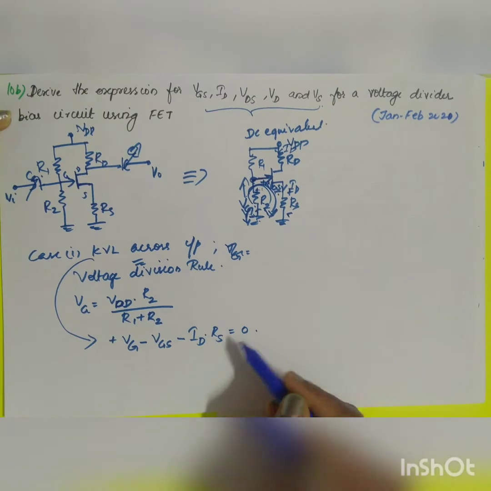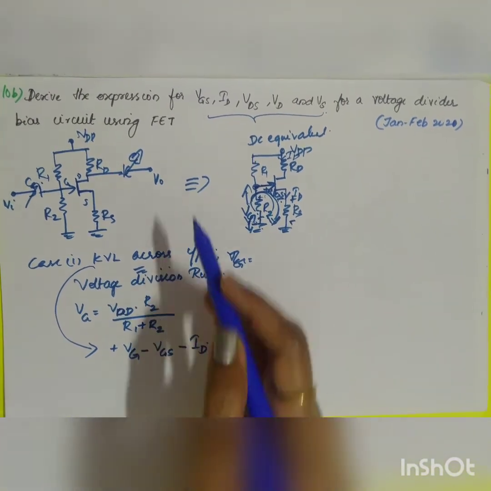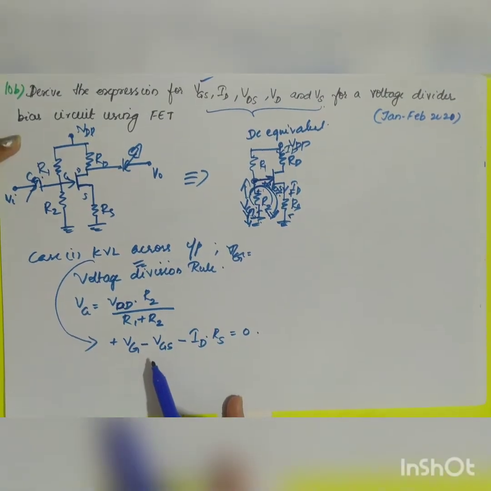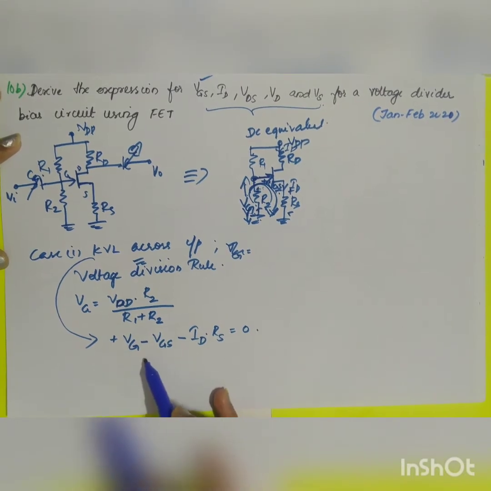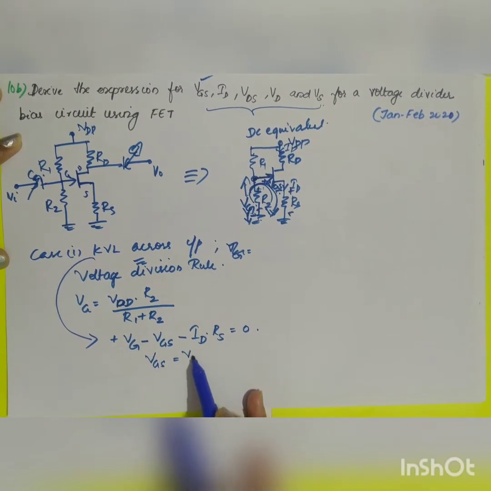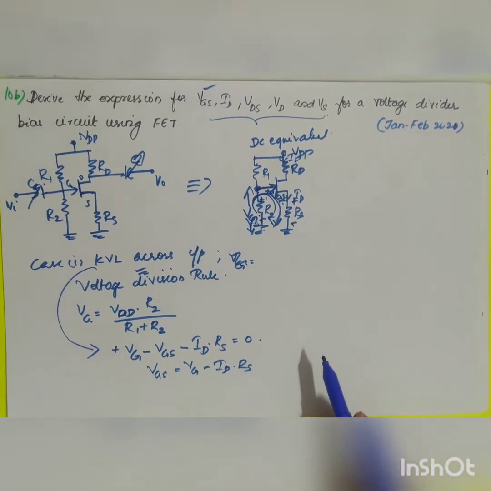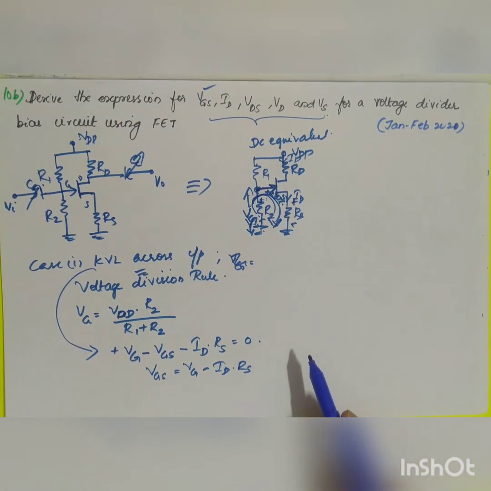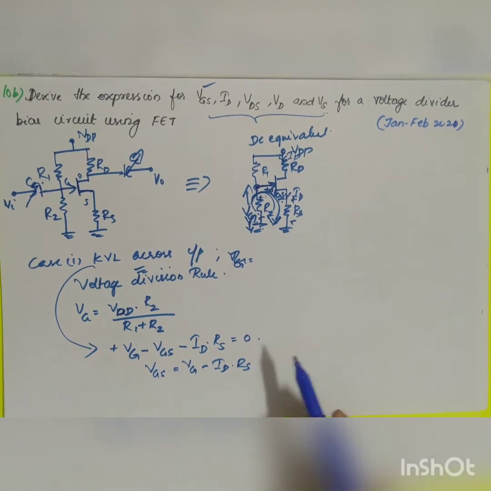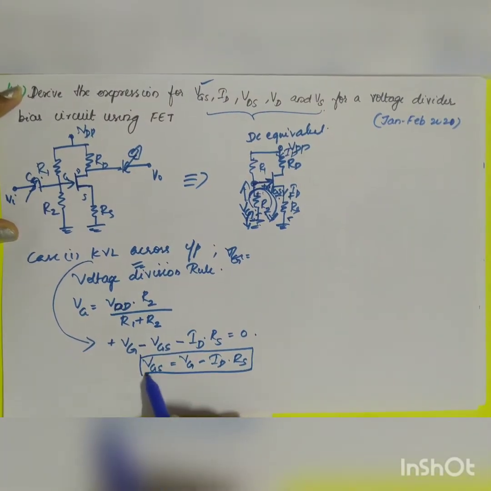Now we will find what your VGS is. That is your first parameter. Bring VGS to the other side, so you will be getting VGS is equal to VG minus ID into RS. So this is going to be your first equation: VGS is equal to VG minus ID into RS.